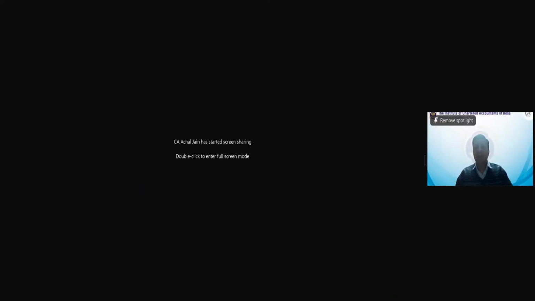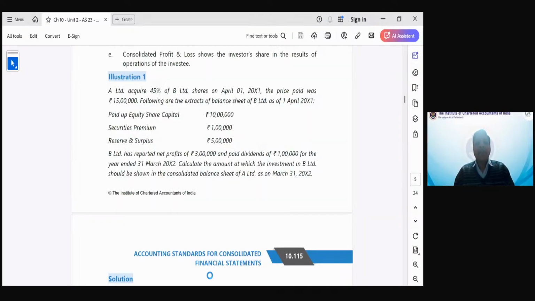So let's look at this example. A Limited acquired 45% shares of B Limited on 1st April X1, for which the price was 15 lakhs. What do you mean by this price? This price means purchase consideration. Correct?